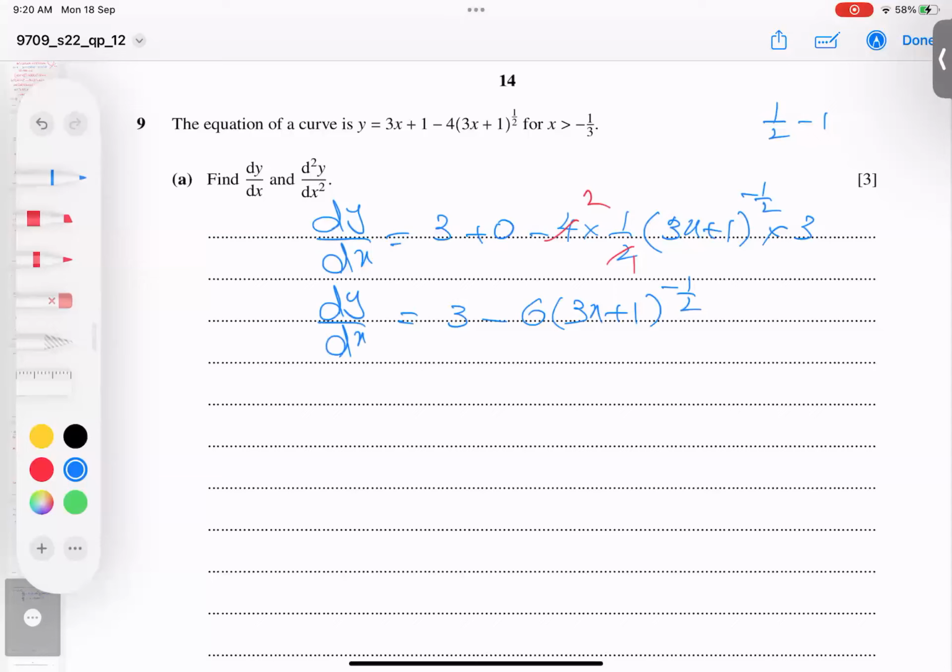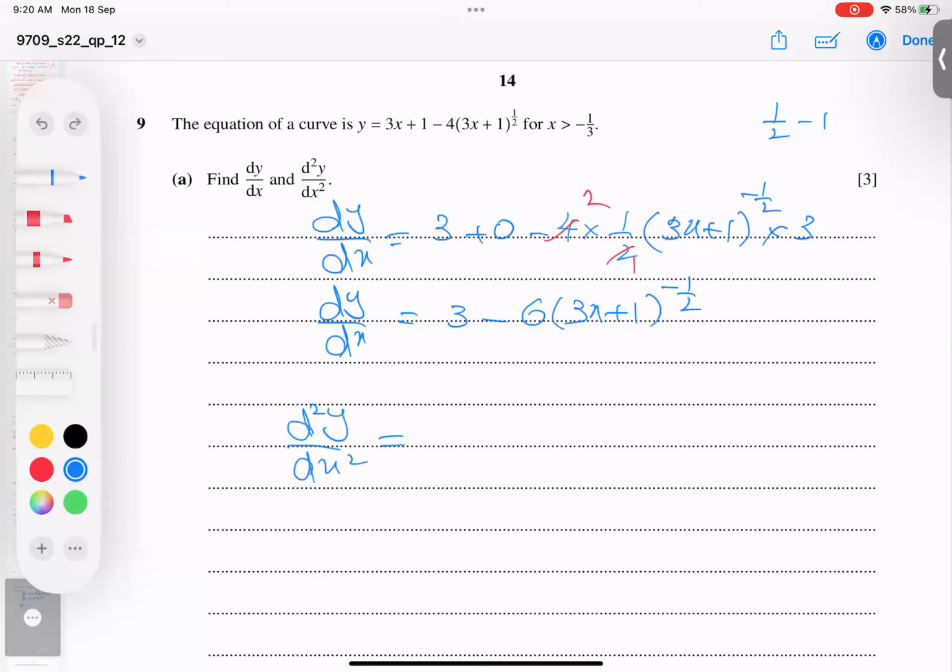Okay, students, is the question over? No, not at all. He said find the second differentiation. So I will go for the second differentiation. What is the method to find the second differentiation, students? So I will go for d2y over dx2 again.